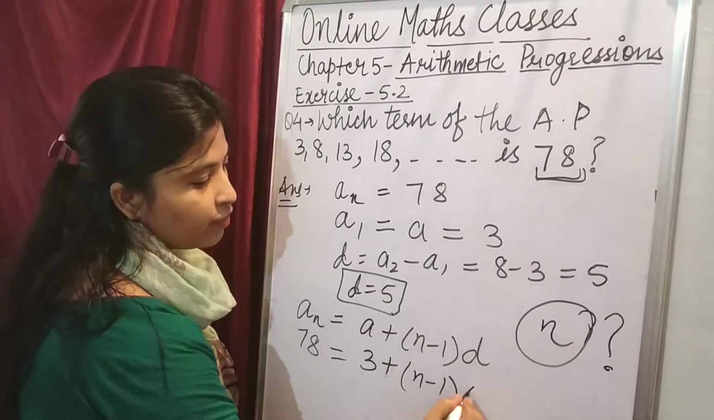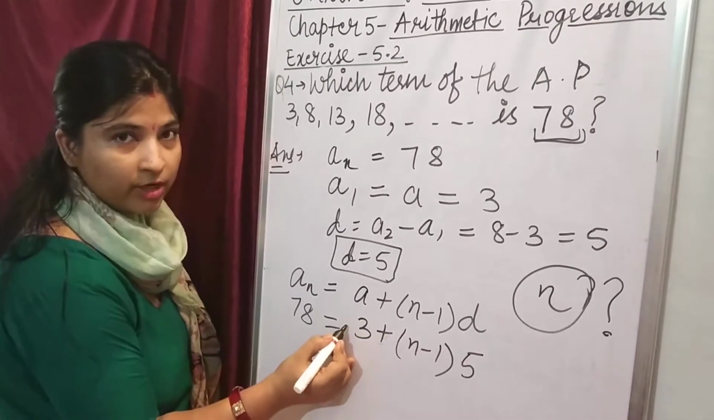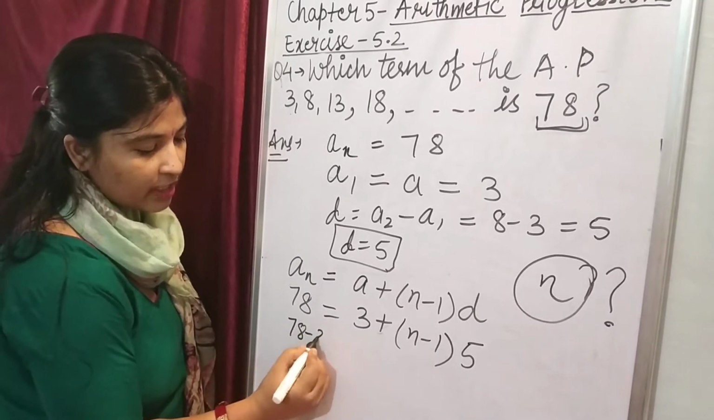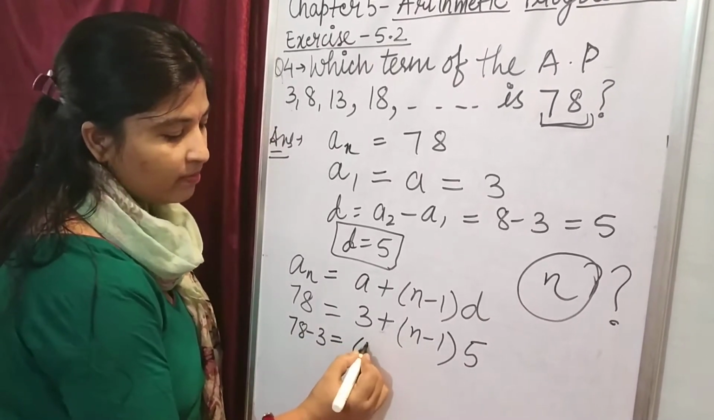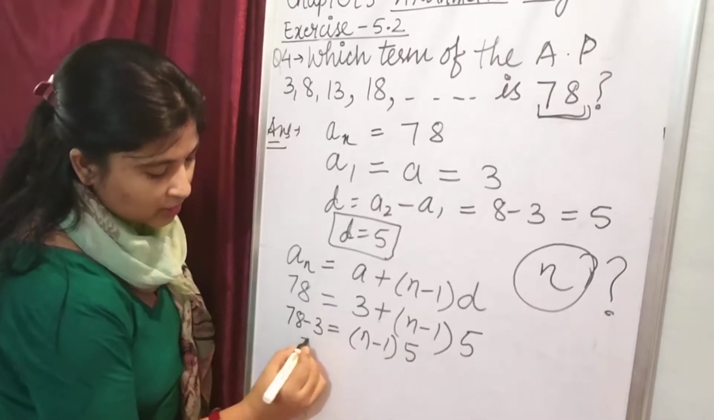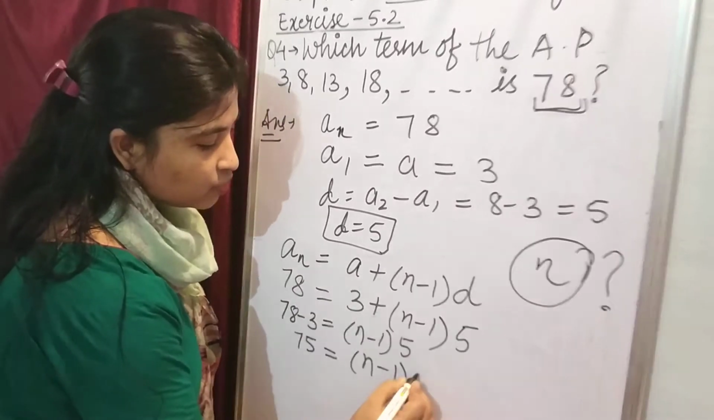And D, what is the value of D? 5. So just solve it. This 3 has no sign in front, it means it is plus. This side it will go in minus. 78 minus 3, that will be (N minus 1) into 5. 78 minus 3, 75 is equal to (N minus 1) into 5.